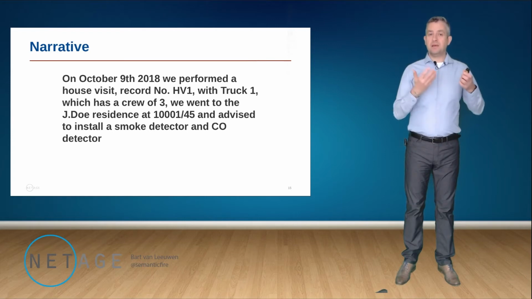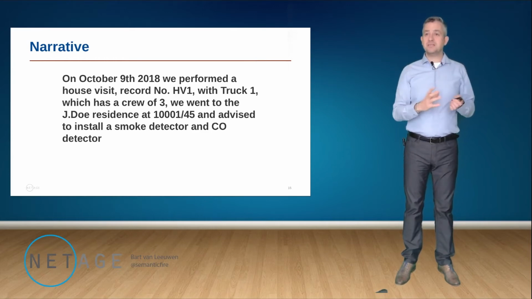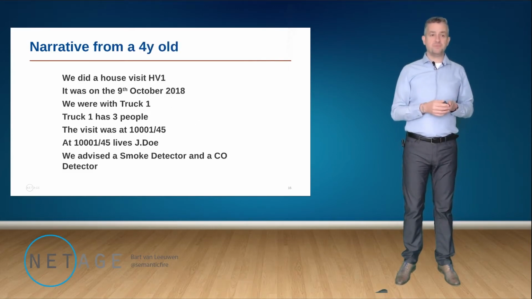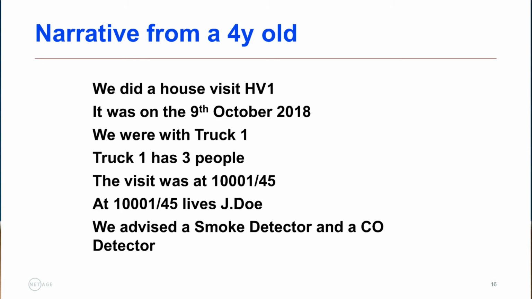That's how we interact as humans. So can we do this on the data model level as well? If we break this down, if we take these elaborate sentences and bring them back to the level of a 4-year-old: we did a house visit at HV1. It was on October 9th, 2018. We were at truck 1, which has 3 people, etc., etc.